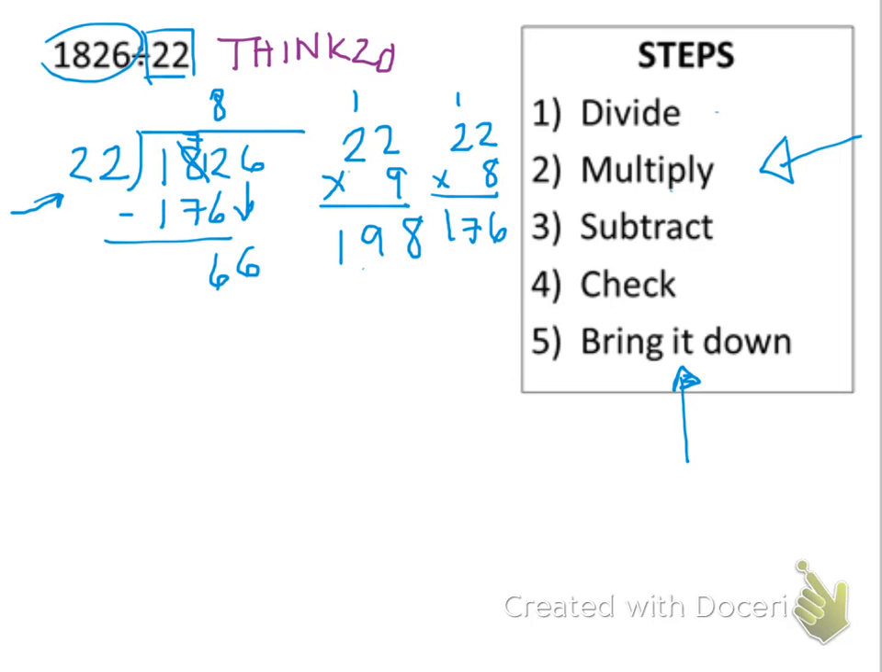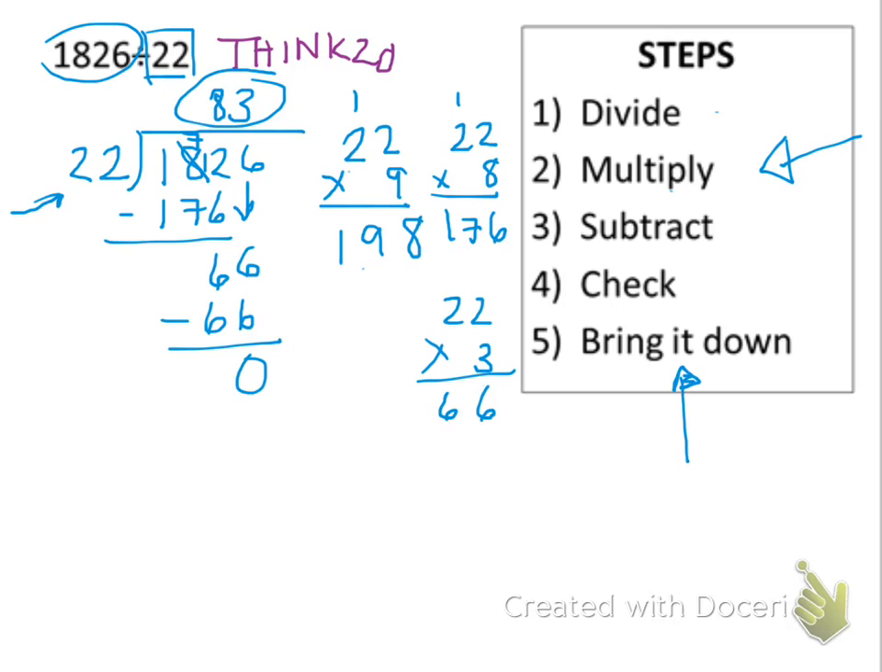How many times can 22 go into 66? Well, I can do that in my head. I know it's 3, but let's check it to be sure. 22 times 3. 3 times 2 is 6, and 3 times 2 is 6. So I'm going to put my 3 up here and know that 3 times 22 is 66. Subtraction, get a remainder of 0. So that means my answer is 83.